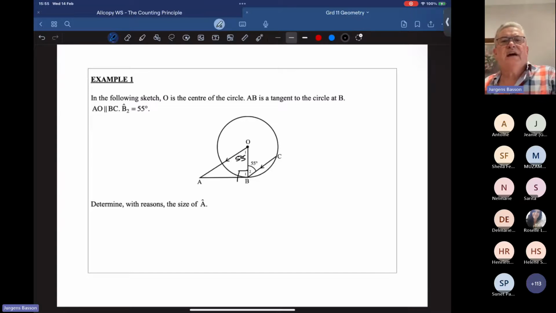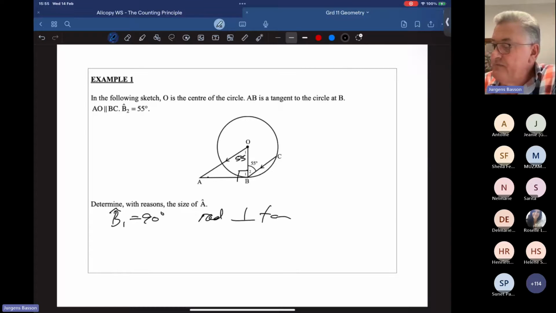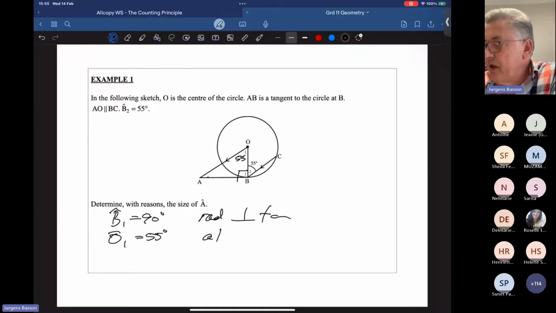So I like just to analyze and see what we have. And then we can see how we can find the solution. So we've got parallel lines, we've got 55, we've got a radius, and we've got a tangent. Now, I think you will agree we've got enough to answer the question to find A. First of all, I would like to say that B1 is 90 degrees, because we need that. That B1 is 90, and that is a radius perpendicular to a tangent. And then we say O1 is equal to 55 degrees, and that is alternate angles, and that is AO parallel to BC.